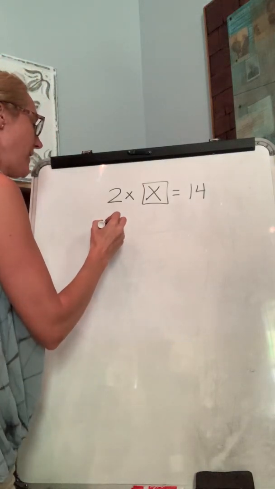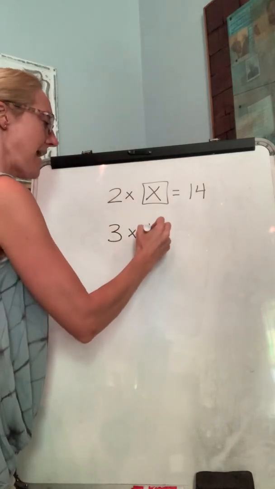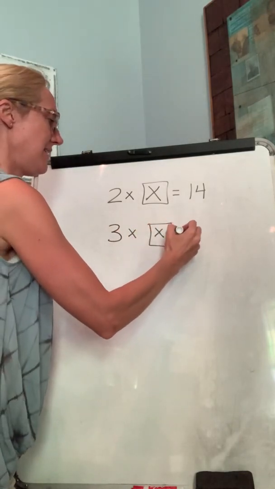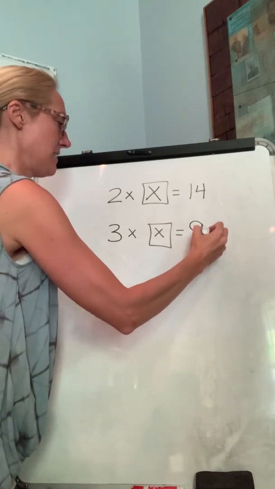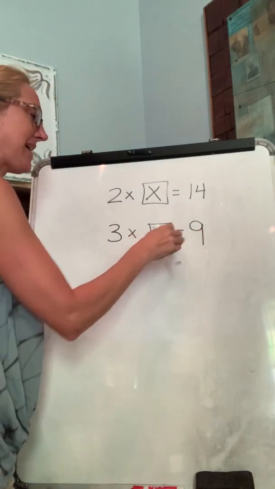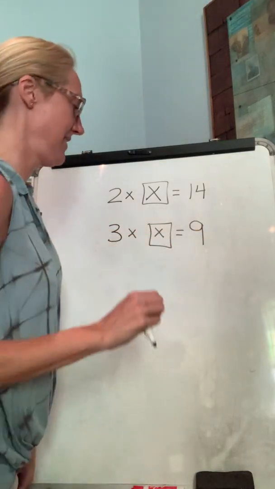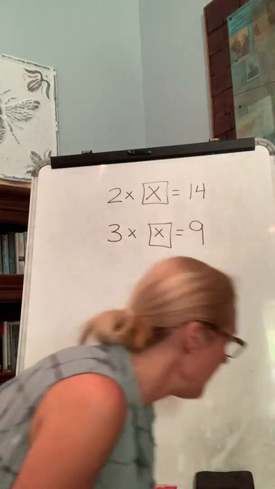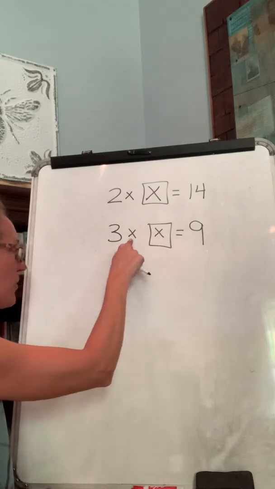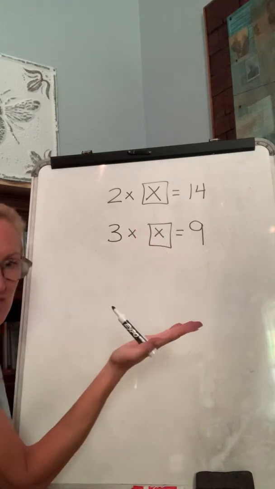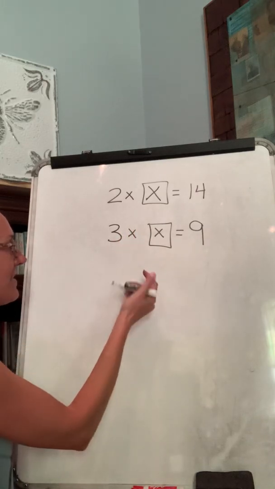Okay. What about 3 times x equals 9? What will x be? Take 9 and divide it into 3 piles. Now I want to show you another little way that people write this. Because it can get confusing to have an x, the multiplication x, and the x that means question mark, what's our number?